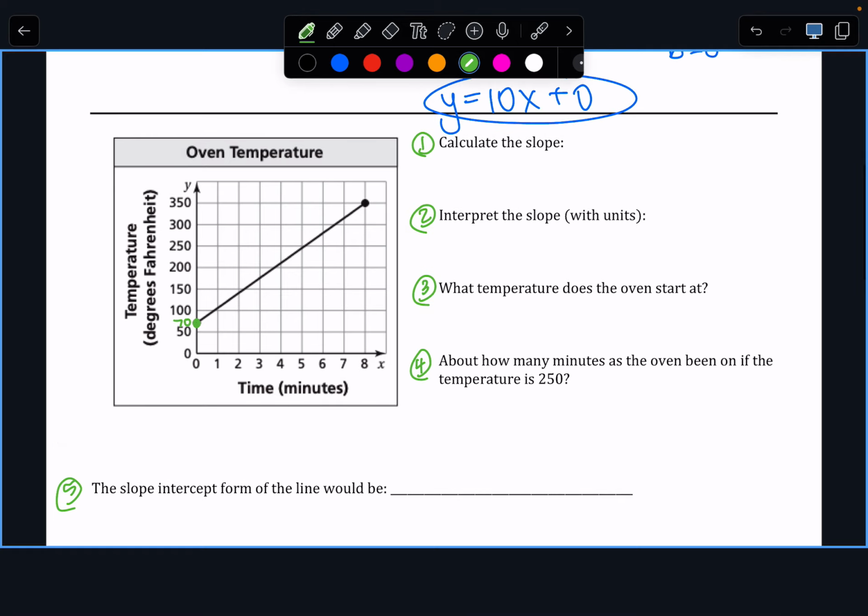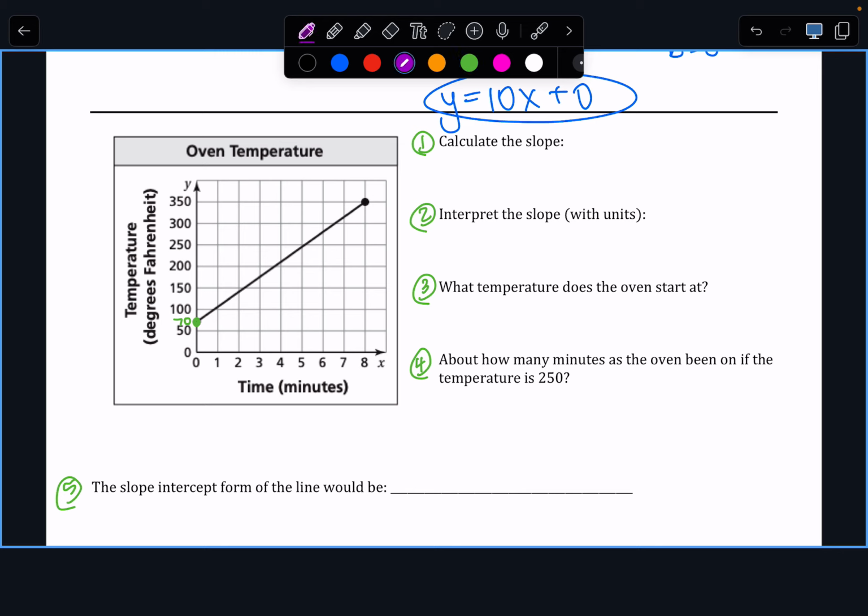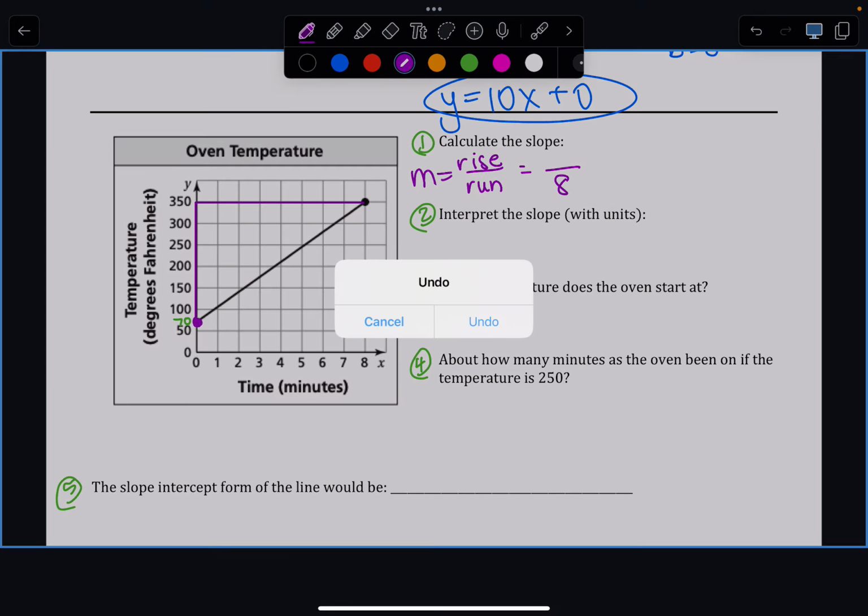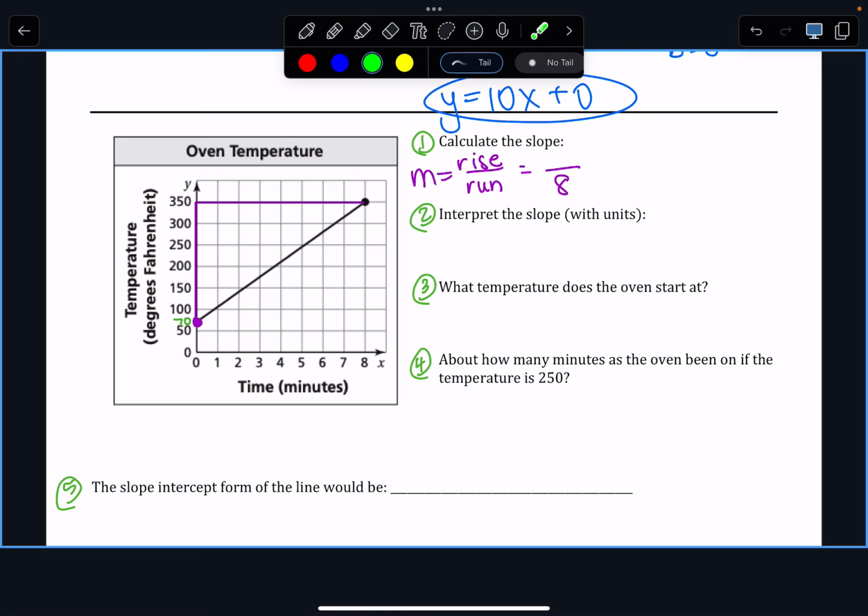Okay. All right. Thank you to those of you who have actually done something. I'm really disappointed with the number of people who have nothing written down. Okay. We know that slope is rise over run. We have this coordinate right here. We have to rise and then we have to run. I think we're all okay with the fact that we have to run 8. But if we start at 70 and we go all the way up to 350, what is that rise? That is a rise of 280.